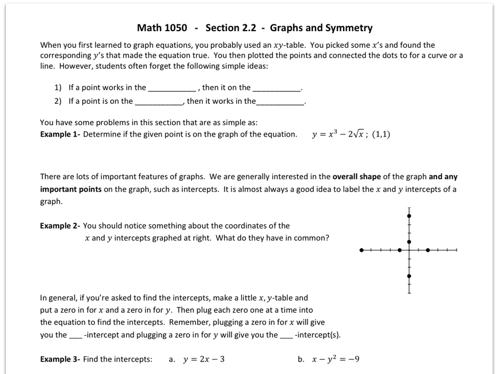Number one, if a point works in the equation, then it works on the line or on the graph. I put graph instead of line because they might not be linear equations. And number two, if a point is on the graph, then it works in the equation. Okay?